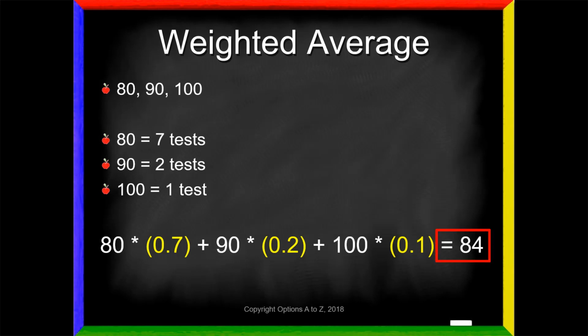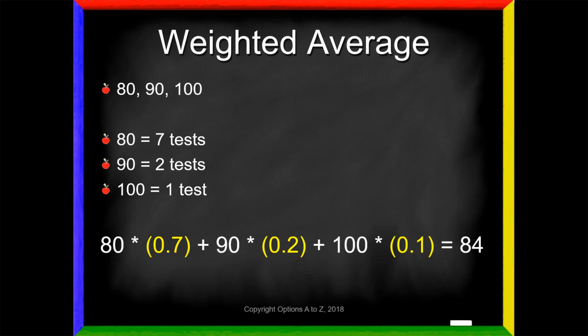So notice that this score here of 84 is much closer to 80, and that's because the bulk of the weight, 7 of the 10, rests near 80. That 90 and 100, yeah, they were higher scores, but they didn't occur that often, and so it only helped to pull up your average a little bit.